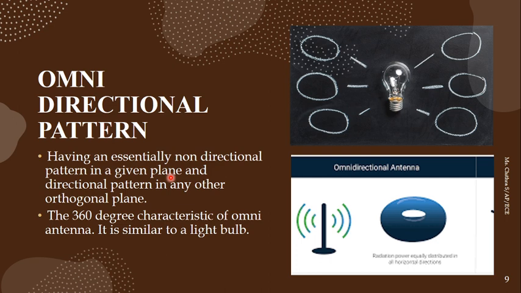The last type of antenna is the omnidirectional pattern. An omnidirectional pattern, we cannot say it is directional, we cannot say it is non-directional, but in an omnidirectional pattern, in one direction there will be maximum radiation and in the other direction there will not be any radiation. So if you see the definition, it is having an essentially non-directional pattern in a given plane and a directional pattern in any other orthogonal plane.